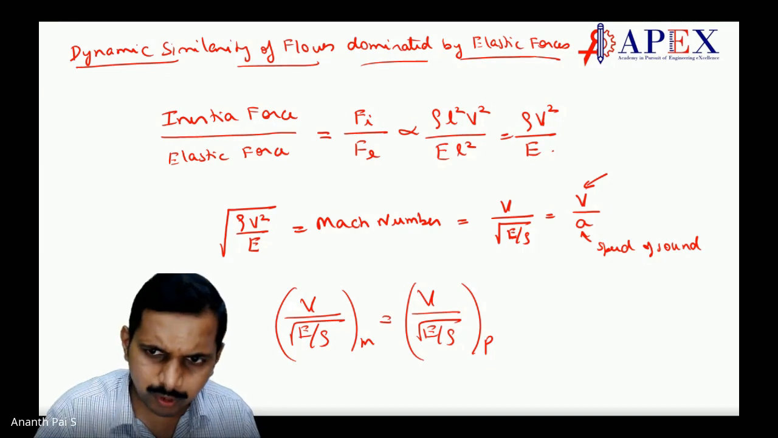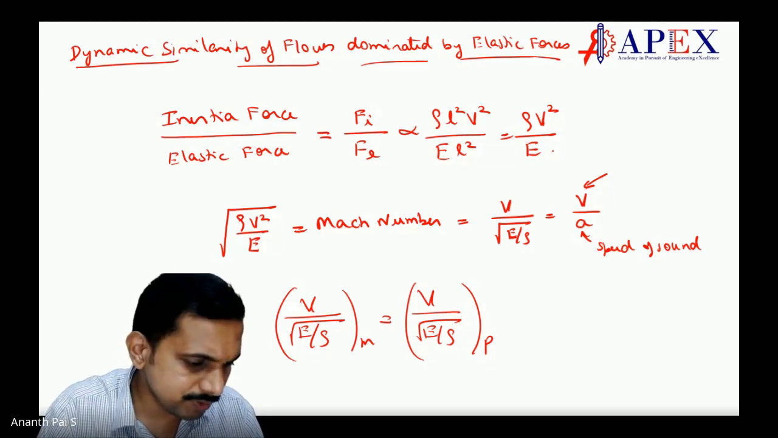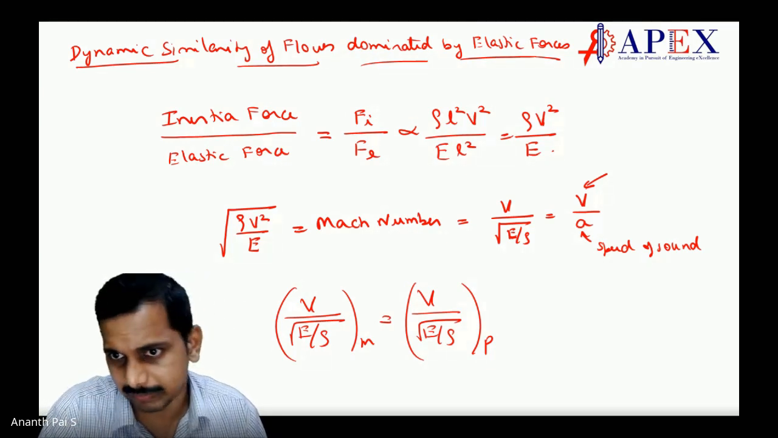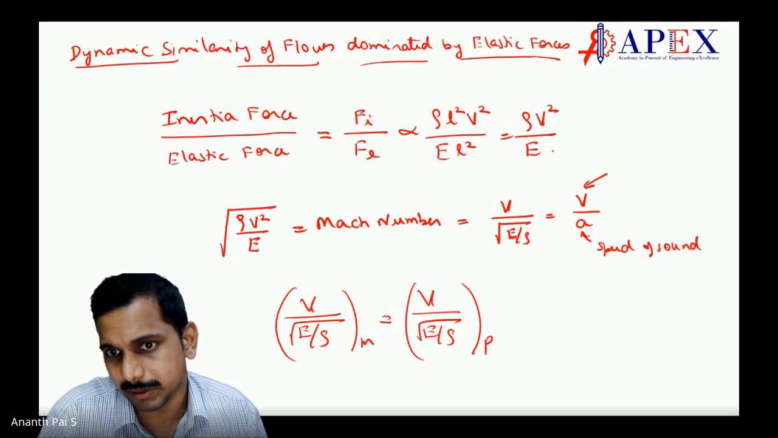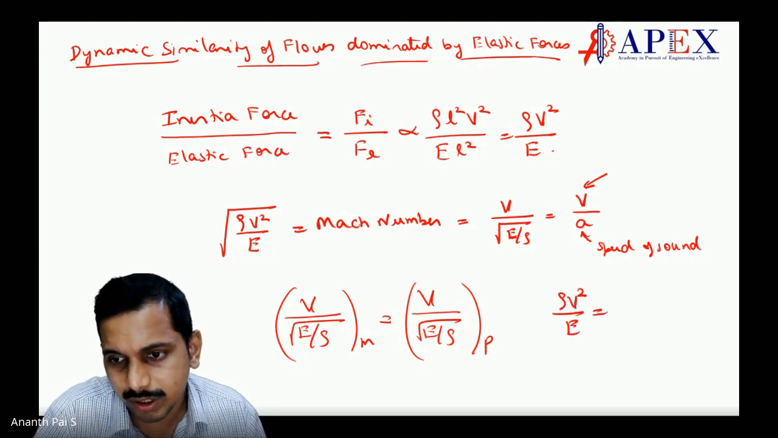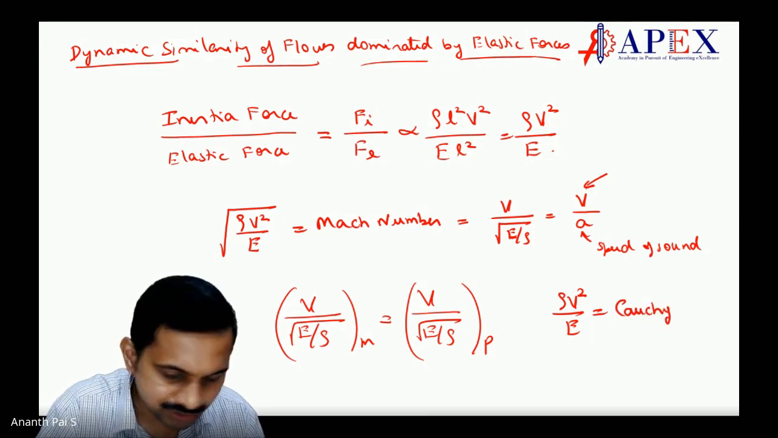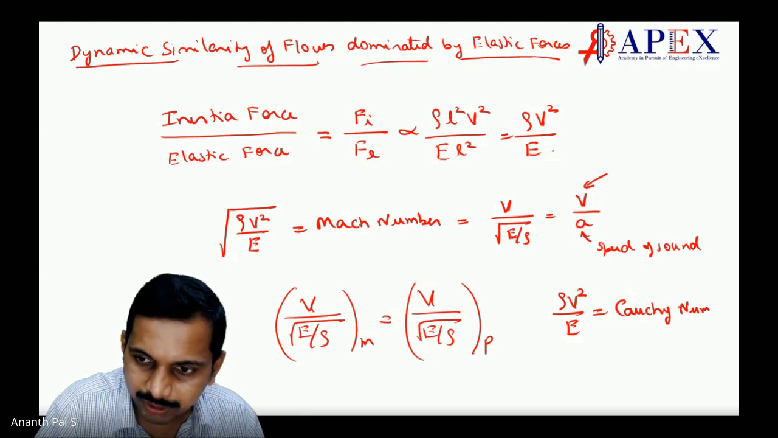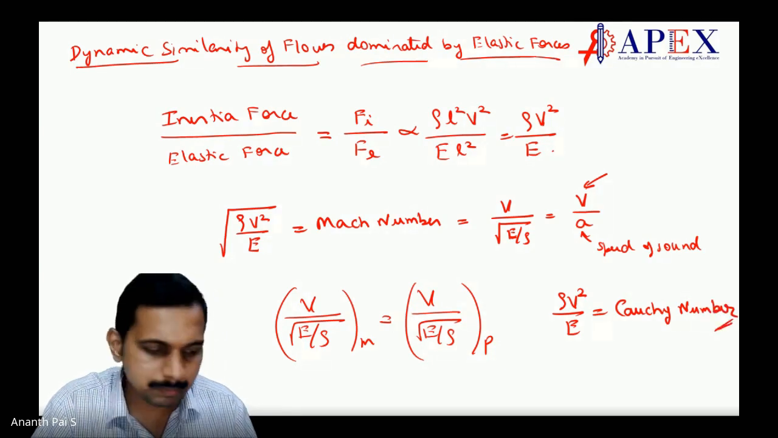Now one more point. This number which is rho V square by E is called the Cauchy number. Very important. Rho V square by E is called the Cauchy number. Write this down because it is asked. What is Cauchy number? Keep in mind Cauchy number is related to Mach number.